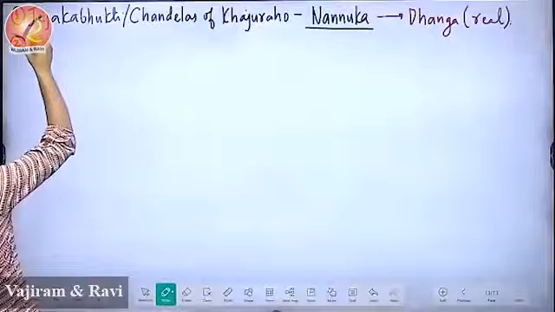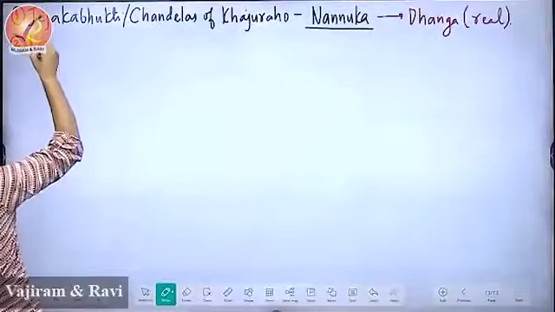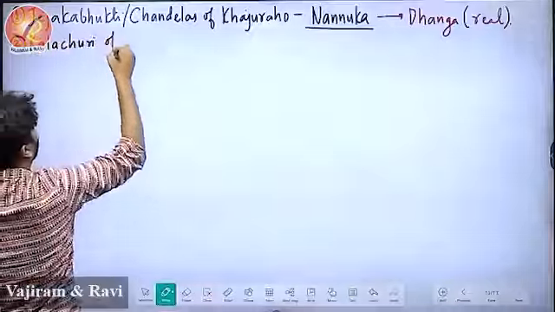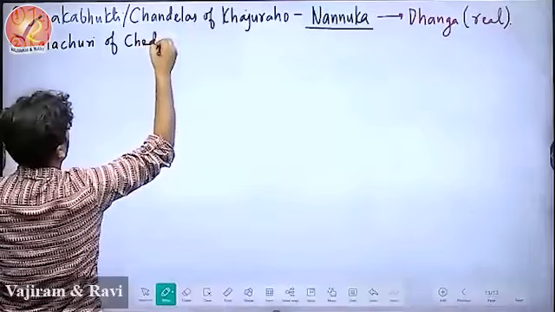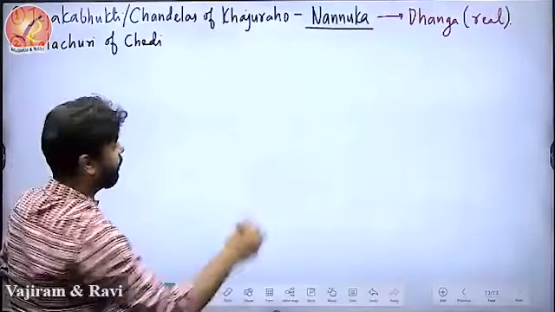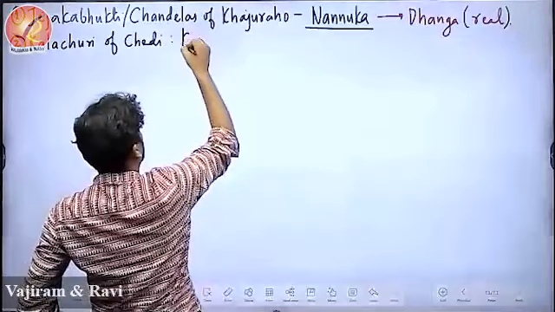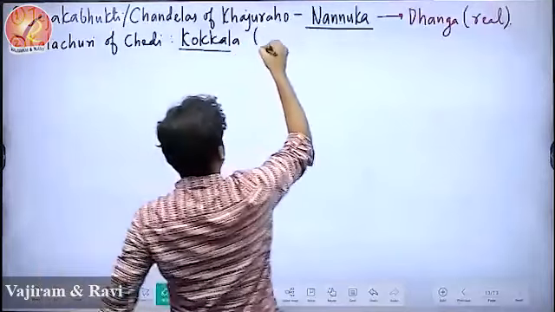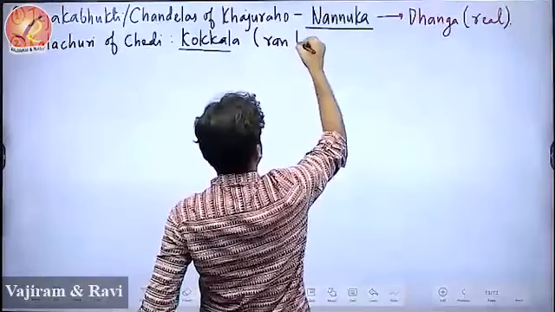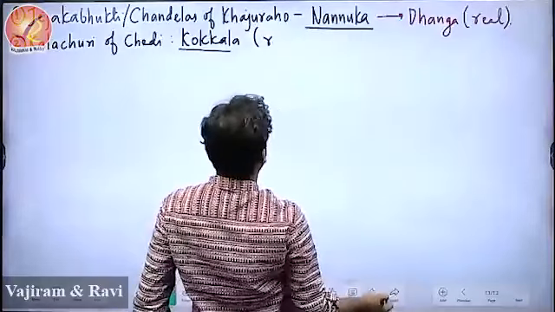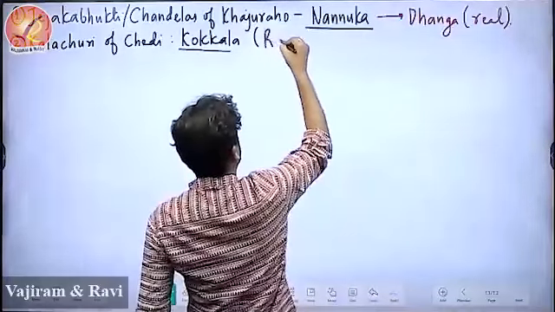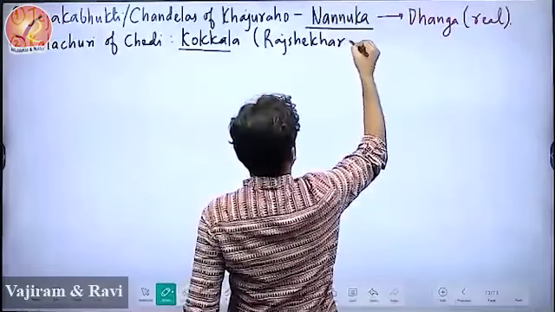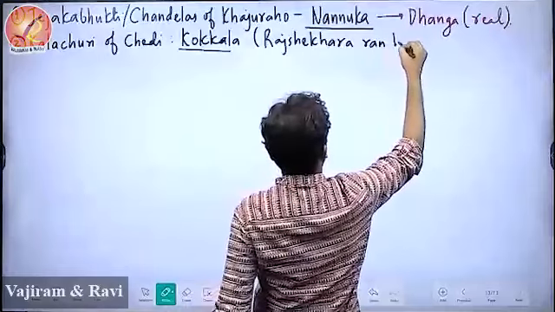Number 2 is Kalachuri. You will remember it, just remember it like this. Kalachuri of Chedi, Kokal. You remember Rajshekhar, the playwright? He ran here. Rajshekhar took employment here. Just out of fear of death, he came here.